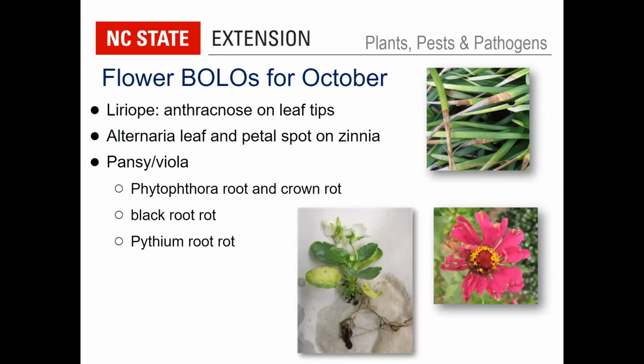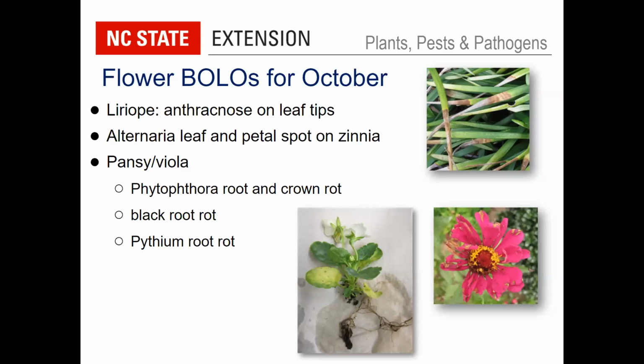If you have any zinnias left in your flower garden, you may be seeing alternaria leaf spot and also spots on the petals. And as you buy your pansies and violas for the winter color, be sure to check for these pathogens that could come from the nursery or the greenhouse.